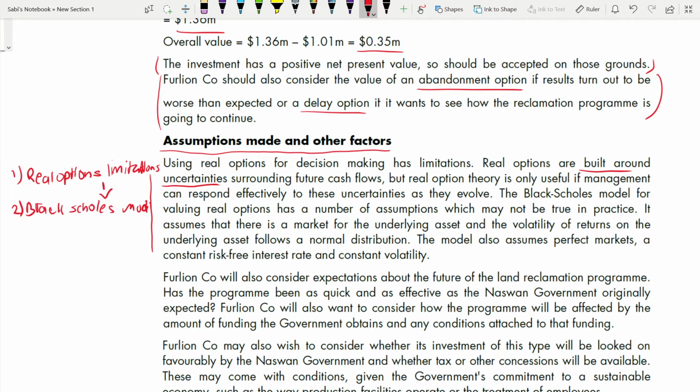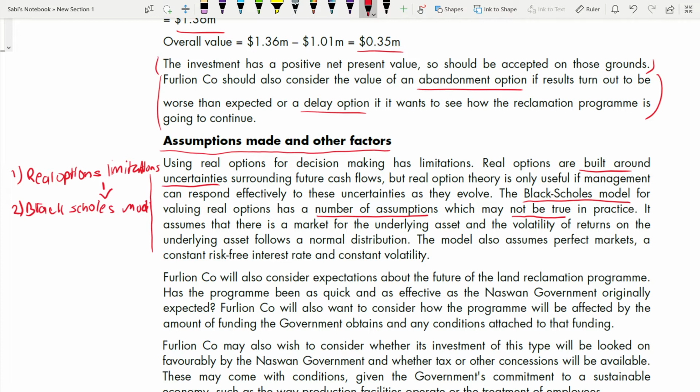Now, coming to this, the Black-Scholes model for valuing real option has a number of assumptions which may not be true in practice. Number of assumptions. Not true in practice. Okay, Black-Scholes model. We know that the Black-Scholes model is also built on a number of assumptions which are not true. So write that sentence. There is no harm in writing that sentence.